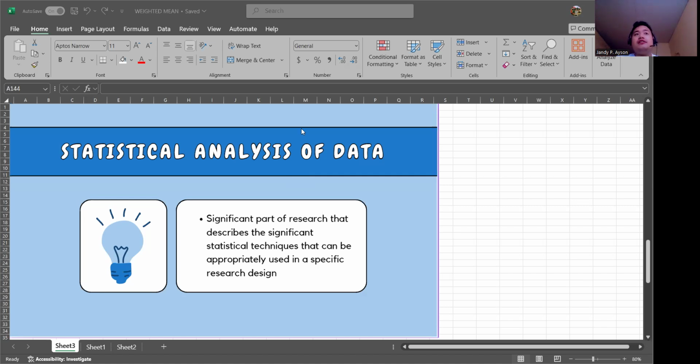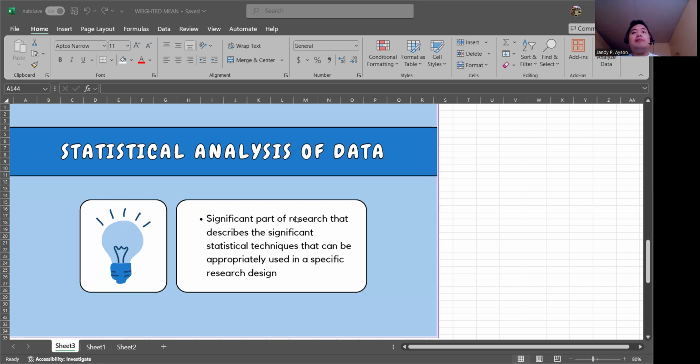So let's discuss statistical analysis of data. This is the significant part of the research that describes the significant statistical techniques that can be appropriately used in a specific research design. So when we say statistical analysis of data, part siya ng chapter 2 natin, wherein this is where we will describe ano ba yung statistical technique or treatment that is best suited for our research study.